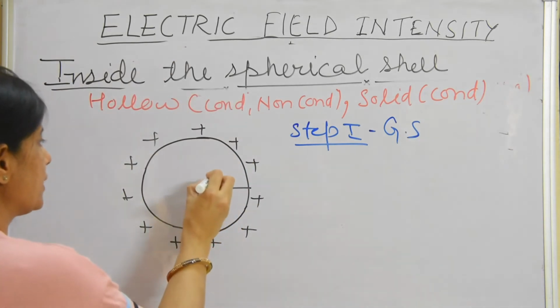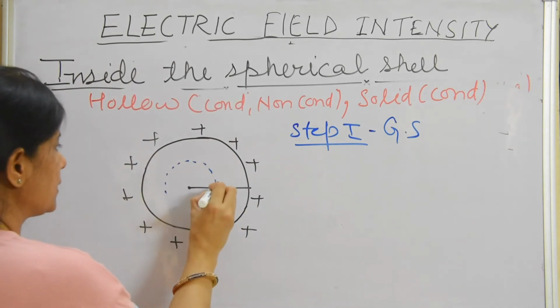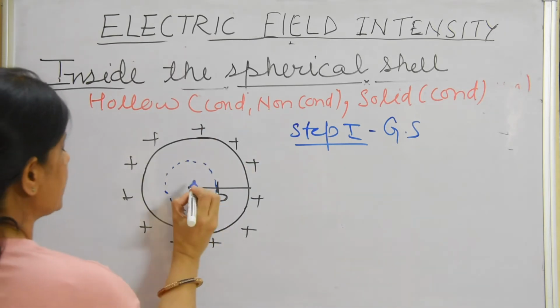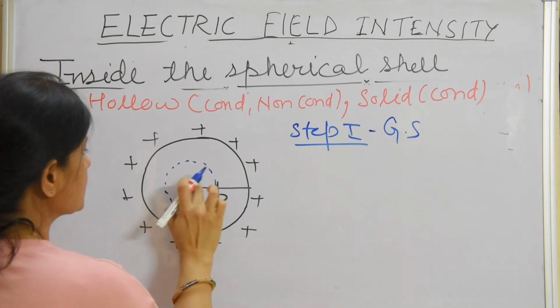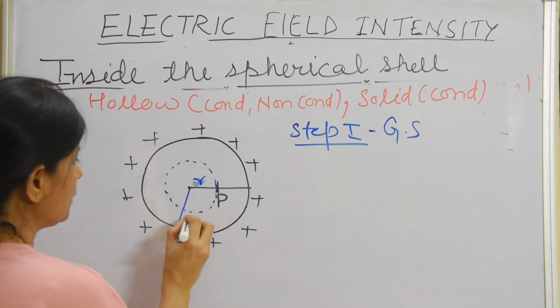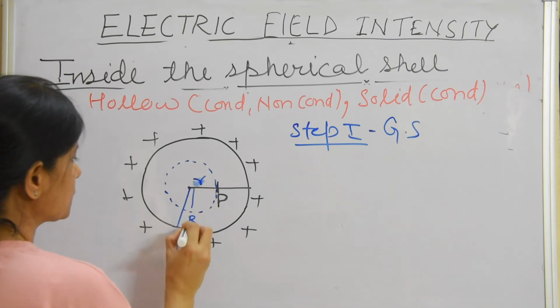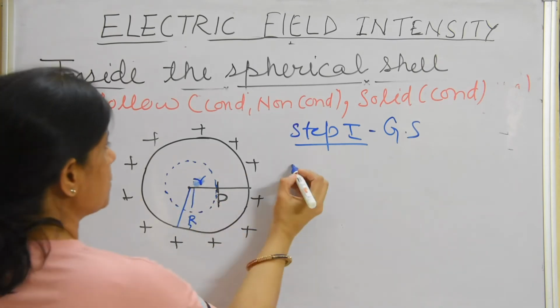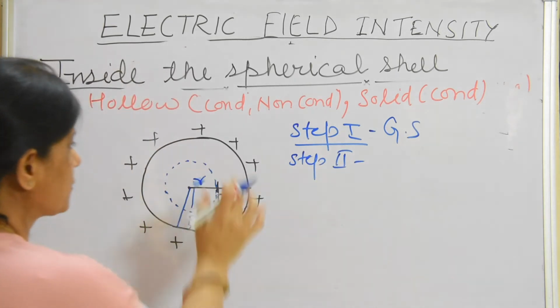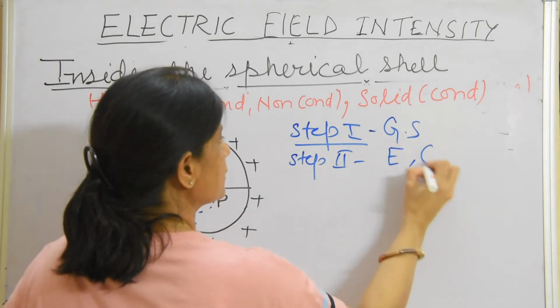Gaussian surface would be, again, a sphere. Suppose of radius small r. So small r, and this is capital R. Okay. So step number 2. Step 2 is we have to see the symmetry of E and theta.